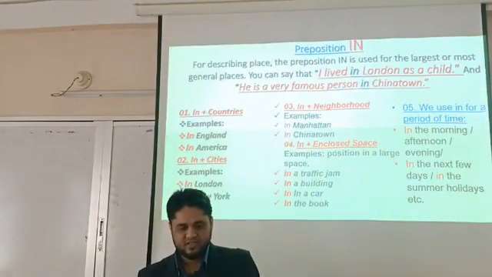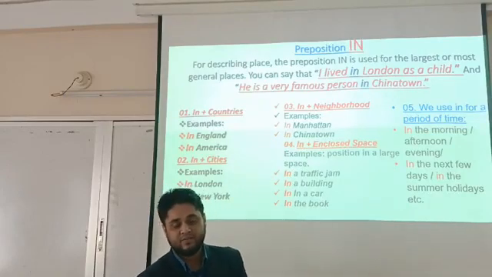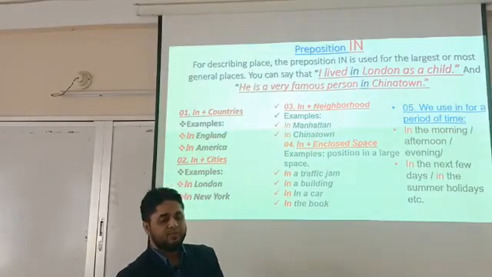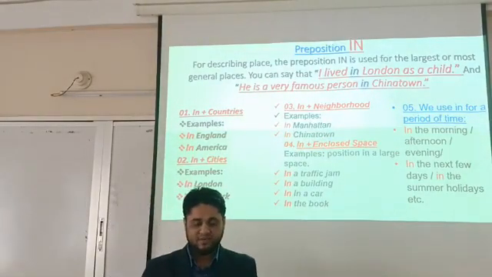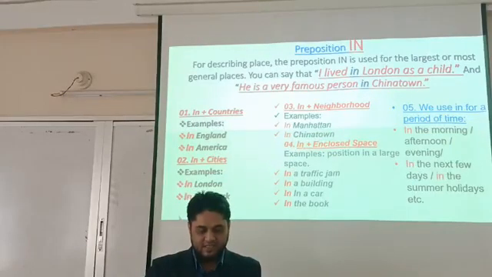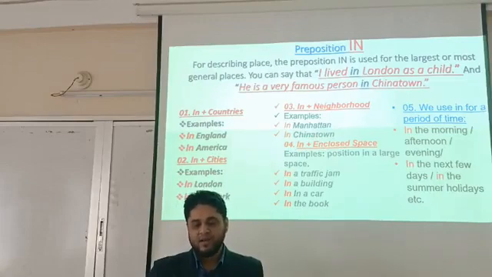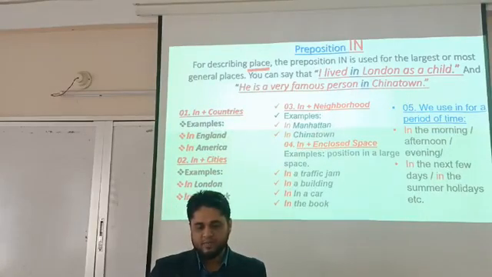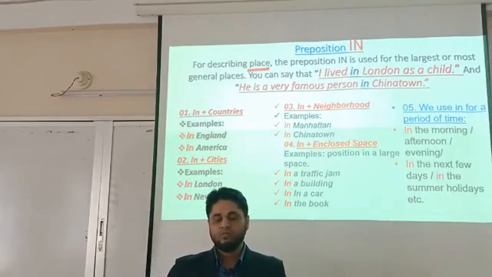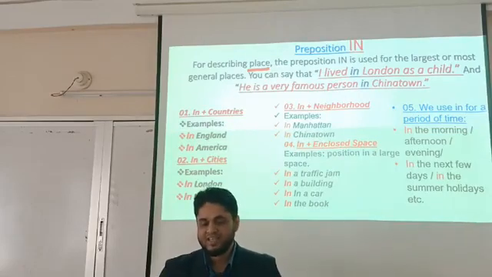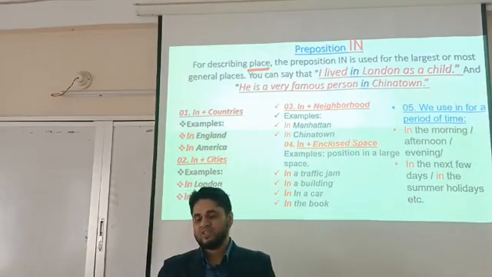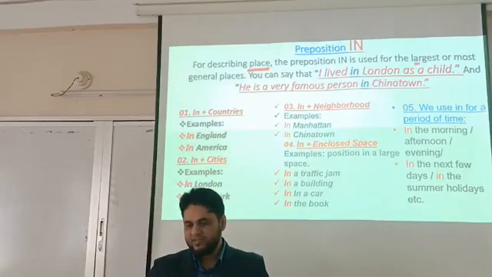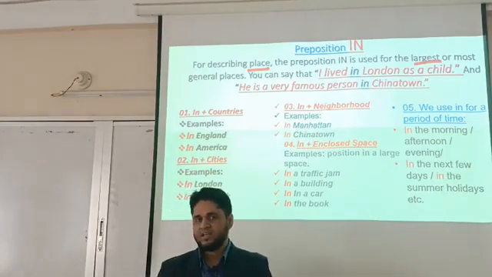Dear students, first of all comes the most important and the easiest preposition, that is "in." For describing a place, "in" is used. The preposition "in" is used for describing a place. My dear students, you have to keep in mind that whenever we want to describe a place, we should use the preposition "in" before this place. And again, the preposition "in" is used for the largest and most general places. If you find two places in a sentence, you should use "in" before the larger one.